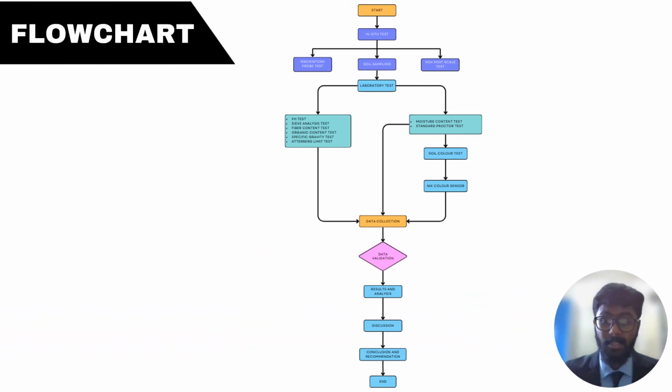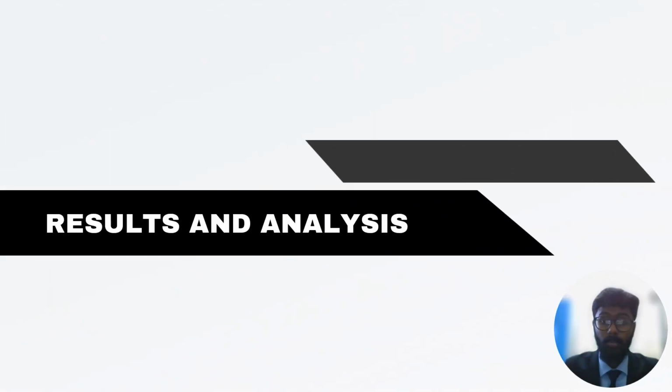This is the flowchart that I've created throughout this research, where at the same time as using the Nix color sensor, we need to get the laboratory test results to compare both of them to classify what soil it is. Now let's look at the results and analysis that I have obtained through the color codes of the Nix color sensor.